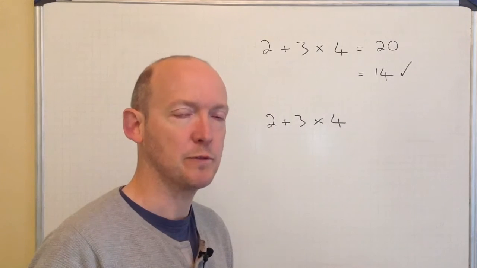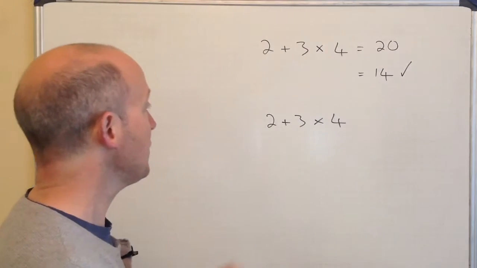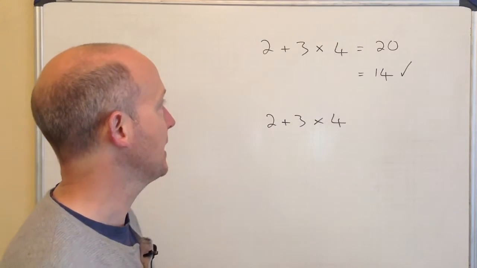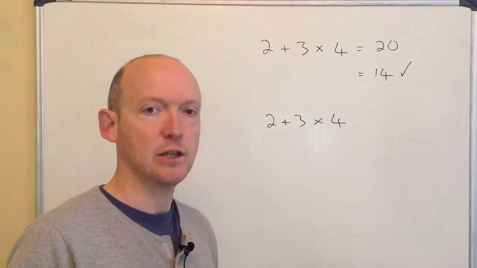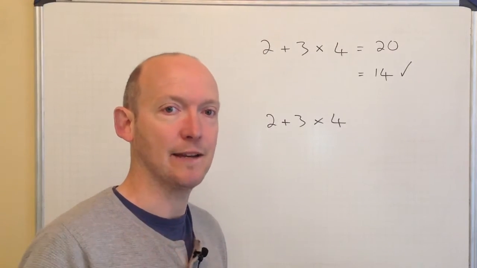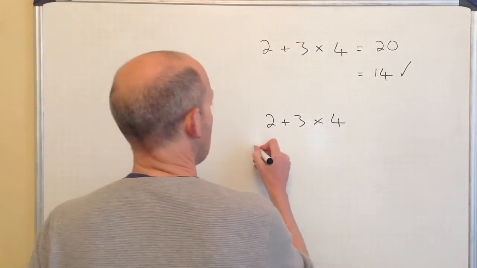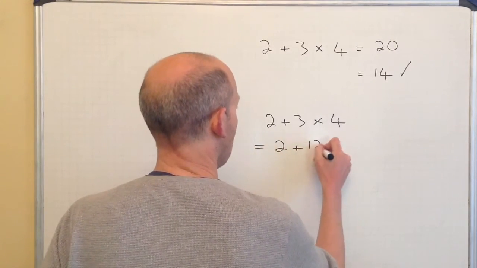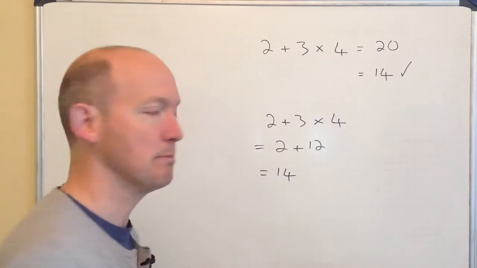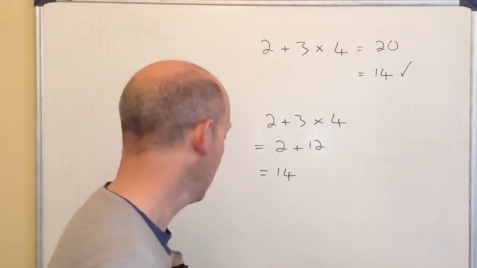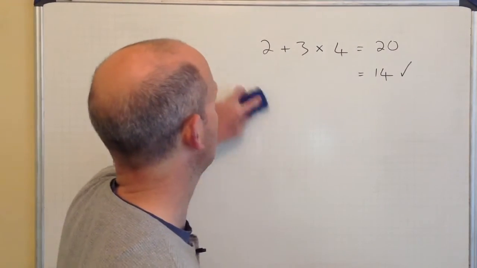There's a rule, and that rule's been in place for a long, long time. And that rule says if you have a plus and a multiply in the same sum, the multiply beats the plus. You multiply before you add. So 2 plus 3 times 4, again, is 2 plus 12. 3 times 4 is 12, and 2 plus 12 is 14. So multiplying beats adding. Let's just try another one of those.